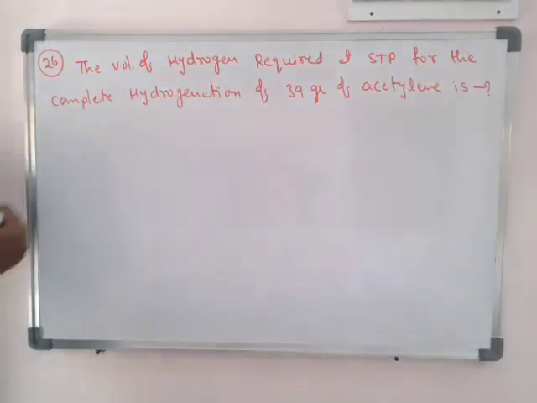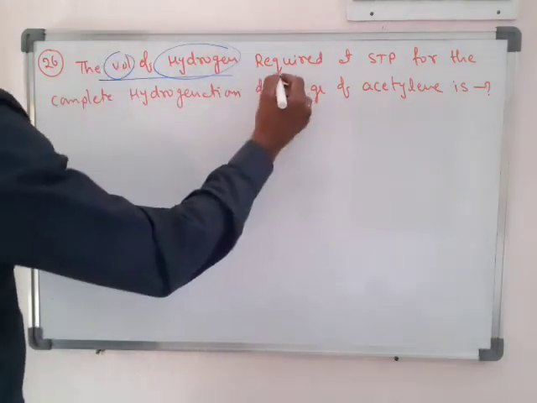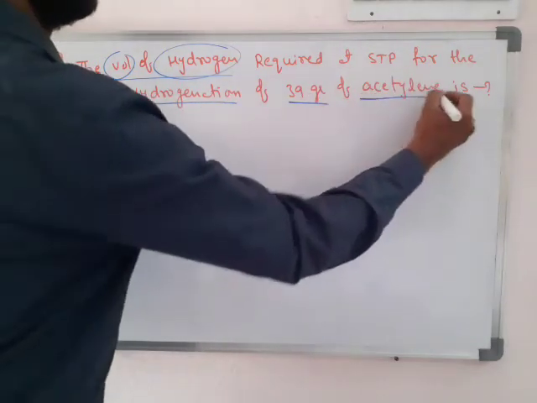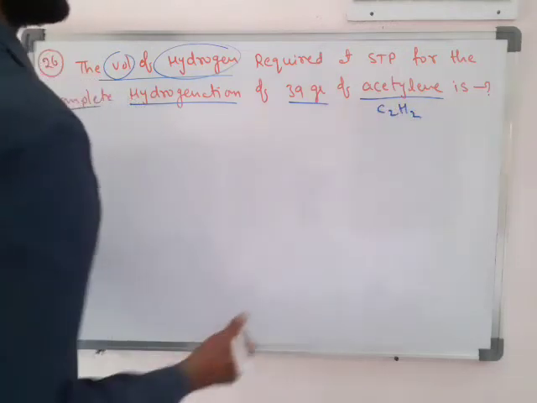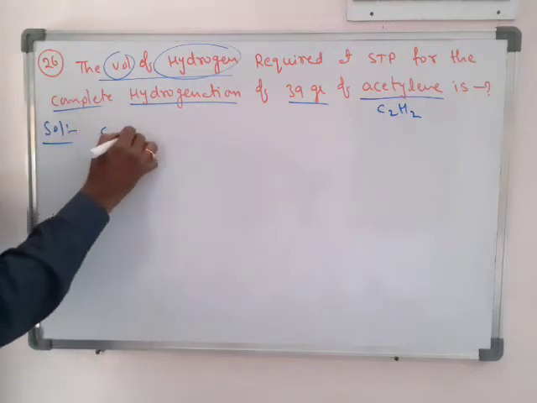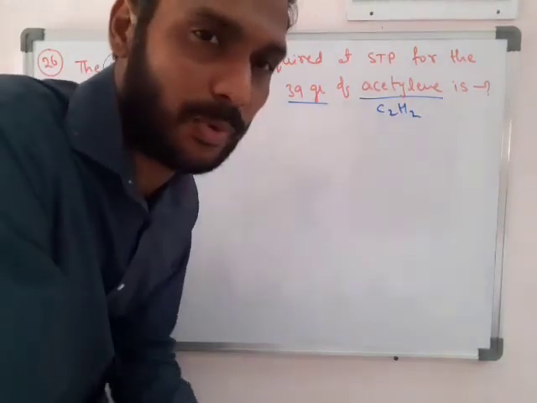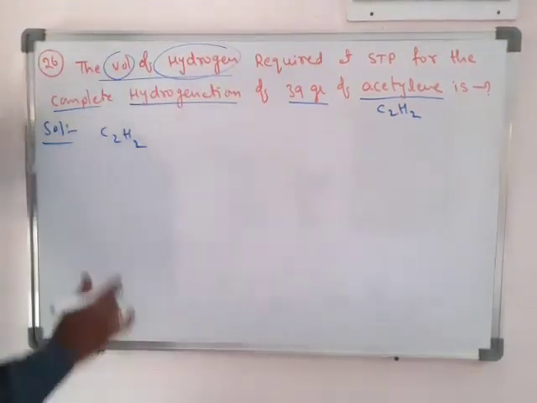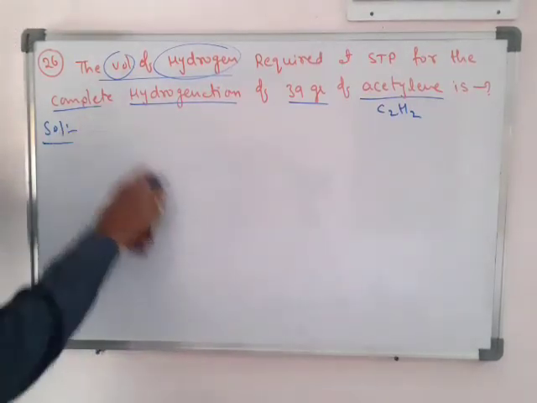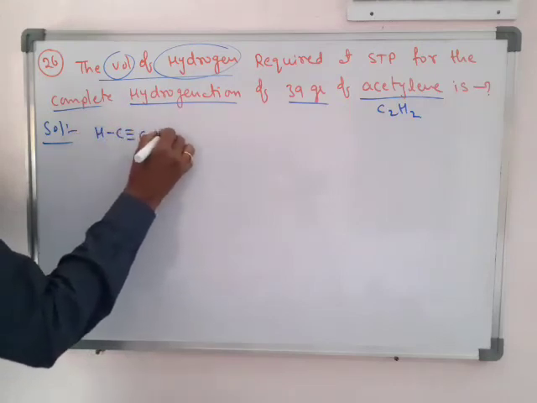The question number 26, part 5, the volume of hydrogen required at STP for the complete hydrogenation of 13 grams of acetylene. Acetylene, we know the formula C2H2. Actually here also the reaction is very important. Acetylene is an unsaturated compound which has a triple bond between the two carbon atoms. So in C2H2 the bonds are H, C, triple bond, C, H.